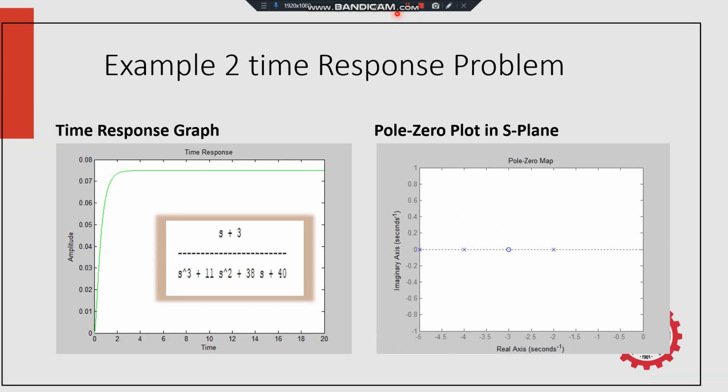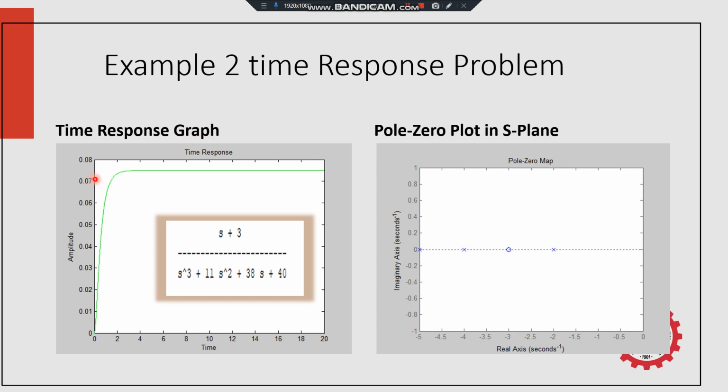And lastly, this is the time response graph of our transfer function. So notice that this is a step response, okay? And the pole and zero plot. So we have three poles, the -2, the -4, and the -5. And we have 1 zero at -3.